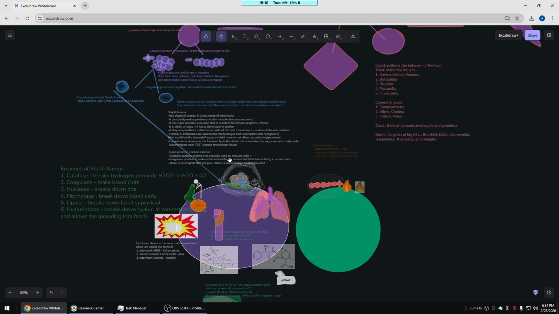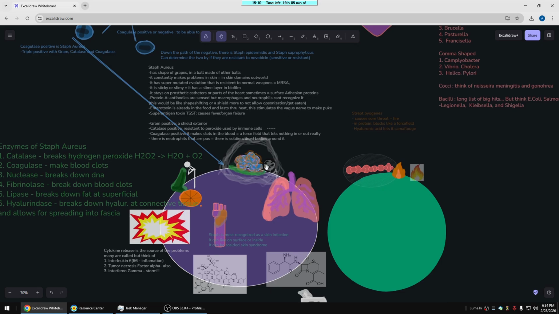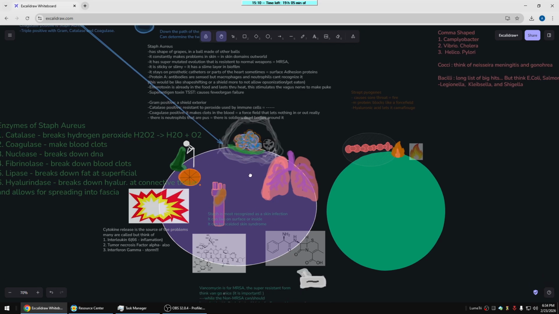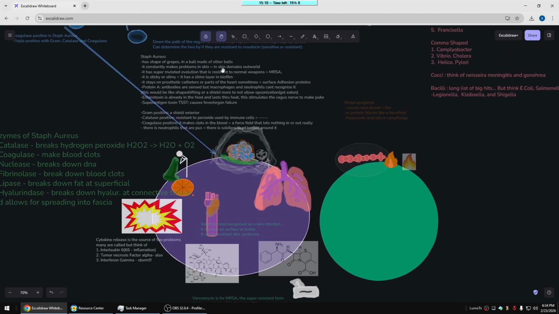And it's constantly a problem in the skin. It can be a problem in the nose, the lungs, but mainly you should think of the skin. When people play sports, you get staph infection. It's a skin infection. It has a very super mutated evolution. Whenever in the world we have abundant antibiotic use, and so in hospitals we have MRSA. These are essentially super strains that are immune to methicillin, but we'll get to that later.